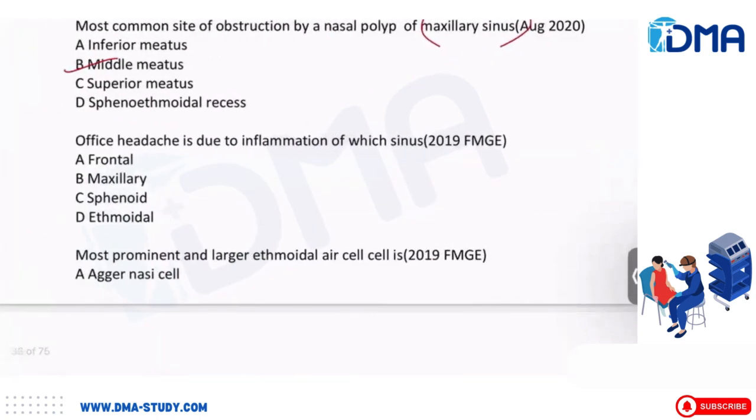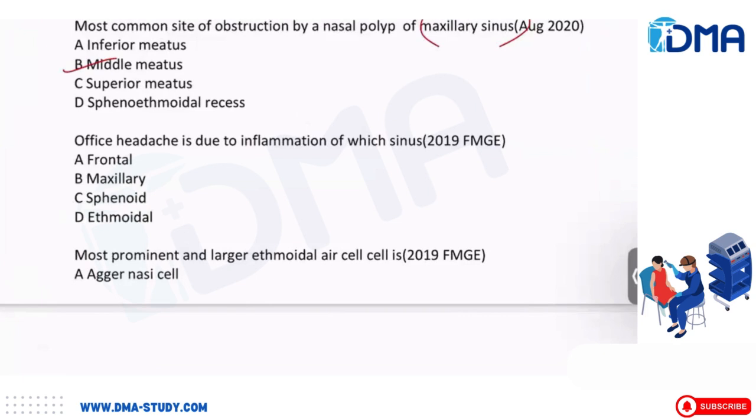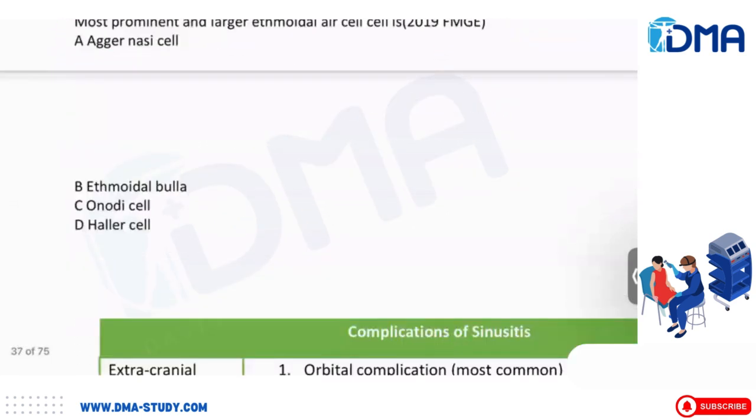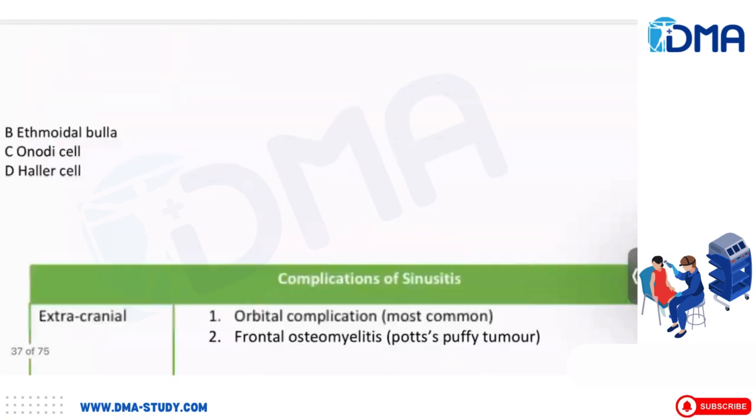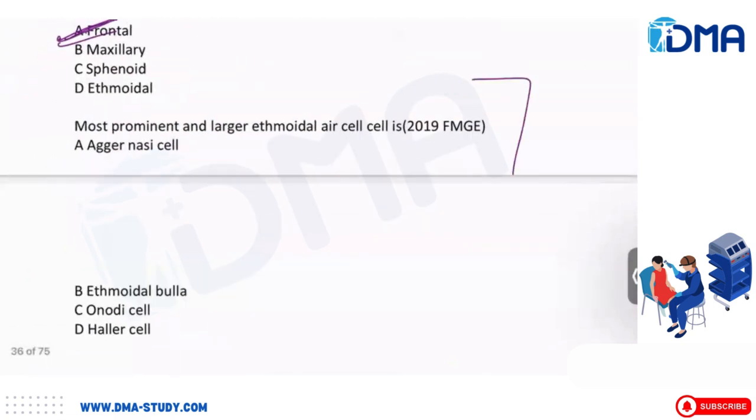Second question. Office headache due to inflammation. 2019 FMGE question. Answer is... I told you already. Office headache is nothing but headache or pain over the forehead. It is frontal headache. Clear? Okay. This one I will discuss at the end.